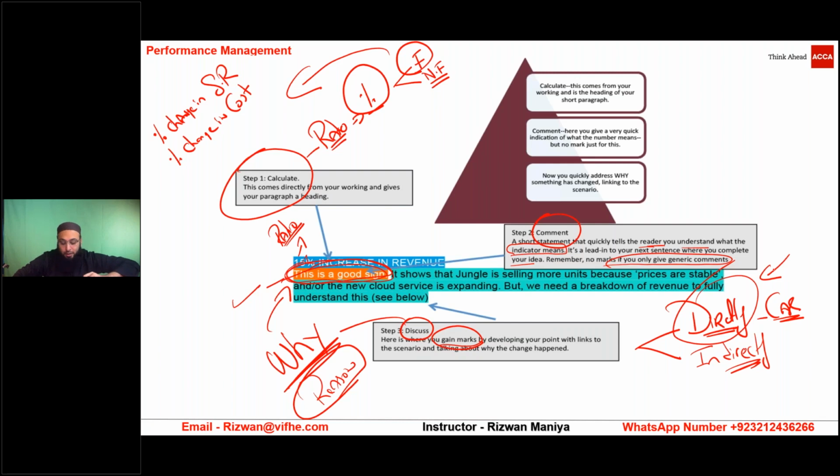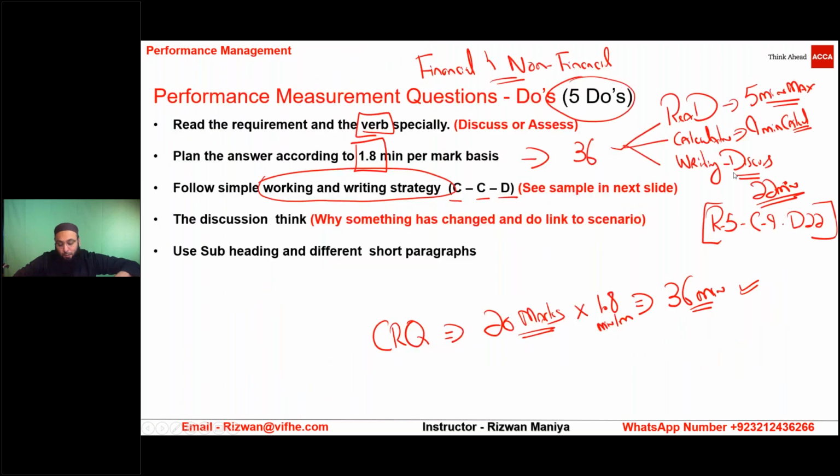So now, once we move towards the question, we'll find what to do. So coming back to the previous slide, it's C, calculate, C, comment, and D, discuss. The highest marks are for discussion. Highest marks are for discussion. I hope this is clear.